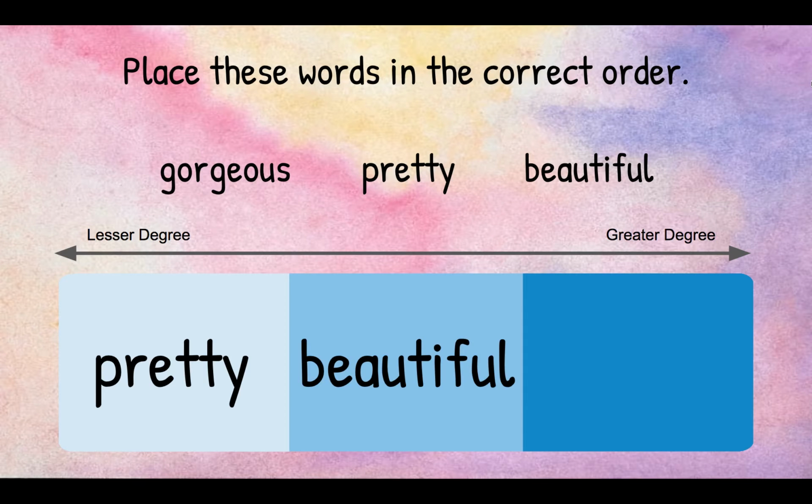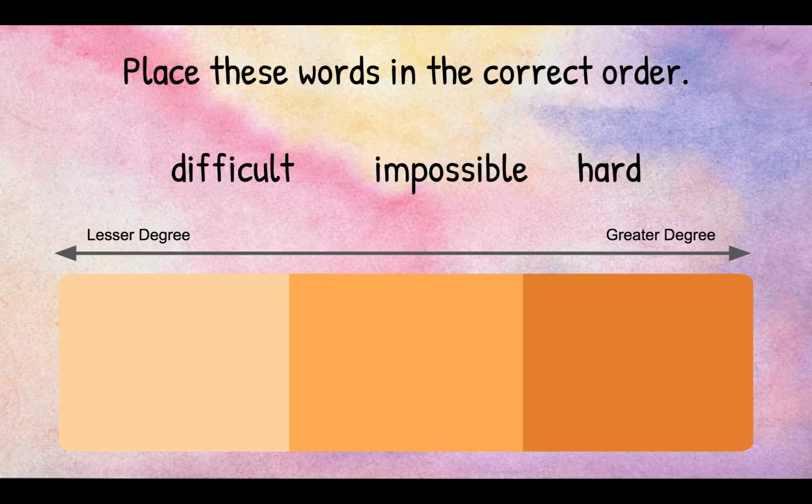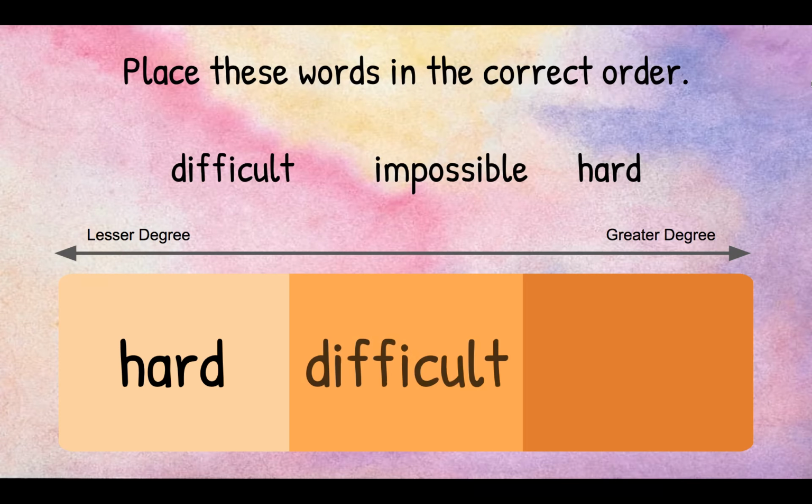Beautiful will come next. And we have gorgeous last. Place these words in the correct order. Difficult, impossible, hard. Hard will come first. What will come after hard? Difficult or impossible? Difficult will come next. Impossible will be last.